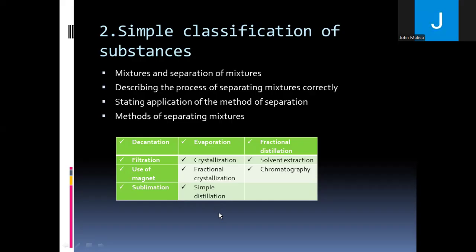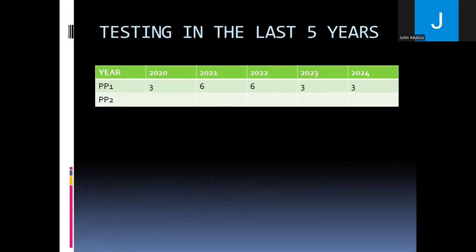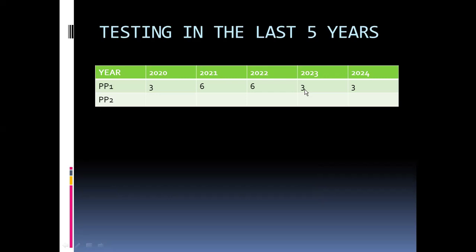How has this area been tested? As you can see, in the last 5 years, this area has been richly tested. Look at it. 2020, 3 marks. 2021, 6 marks. 2022, 6 marks. 2023, 3 marks. 2024, 3 marks. So this is an area, once you are preparing for any exam, including the exam that you're going to do.